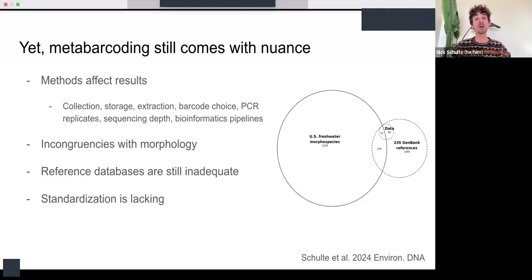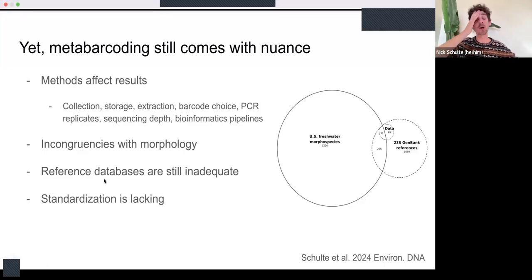If you're looking for complete truth with metabarcoding, you're not going to find it, in my opinion, because there are so many different decision points. Different methods are going to lead to slightly different results. But in general, these broad scale ecological patterns, and even some very nuanced patterns, are able to be retrieved with metabarcoding.